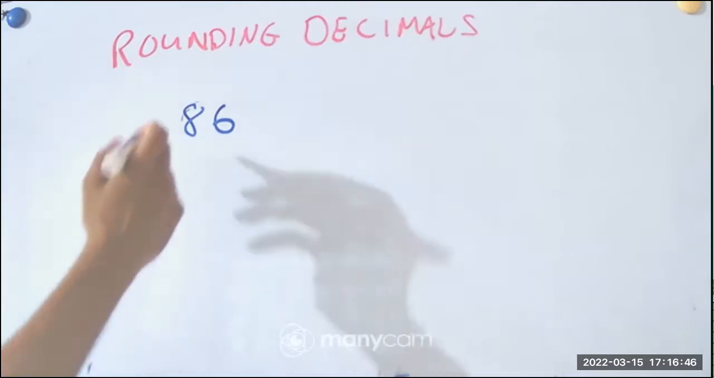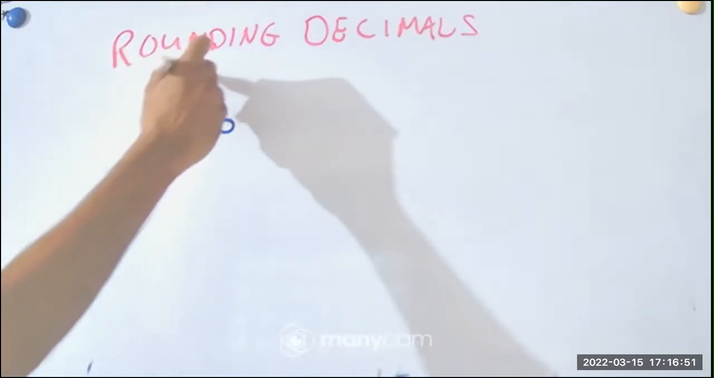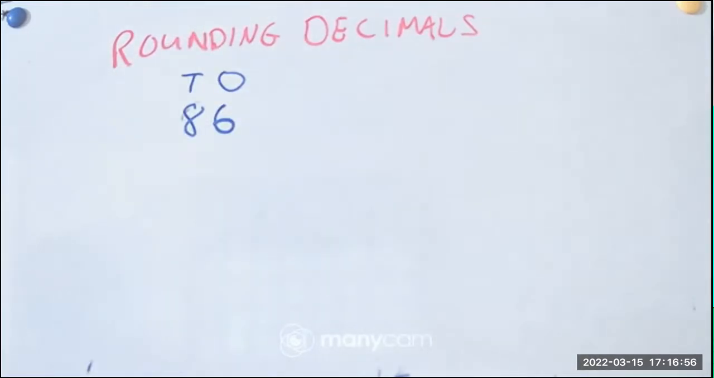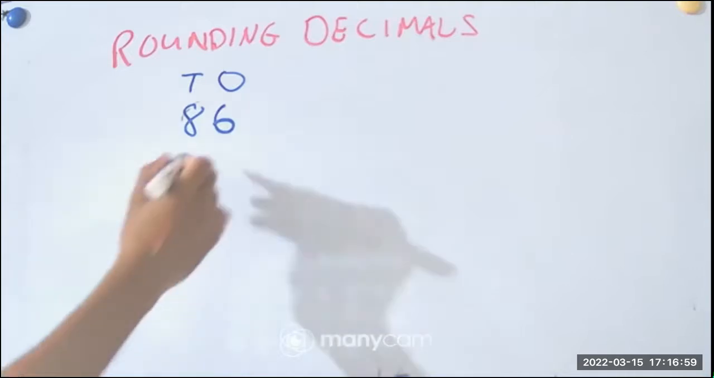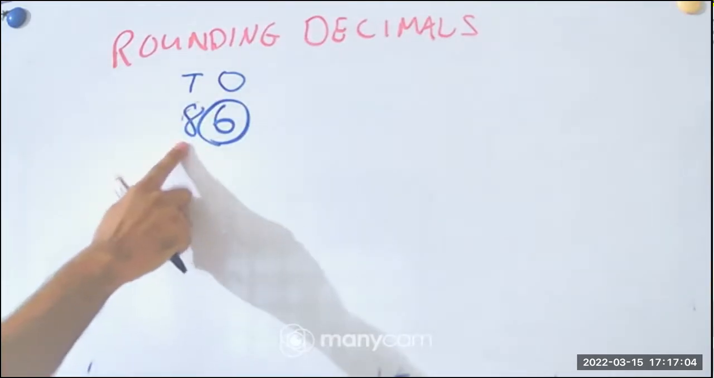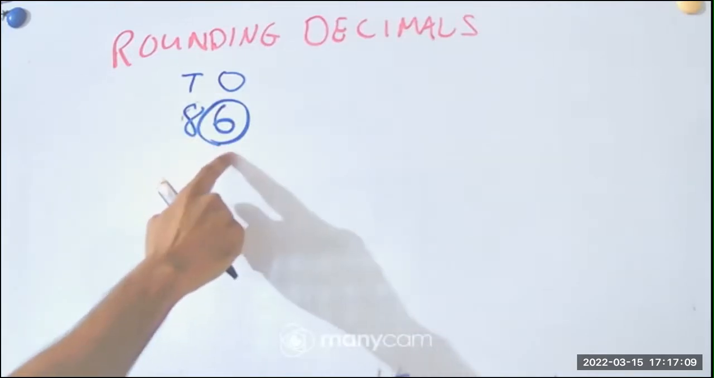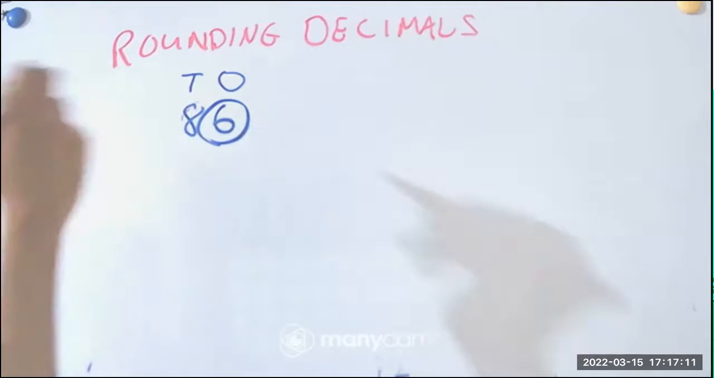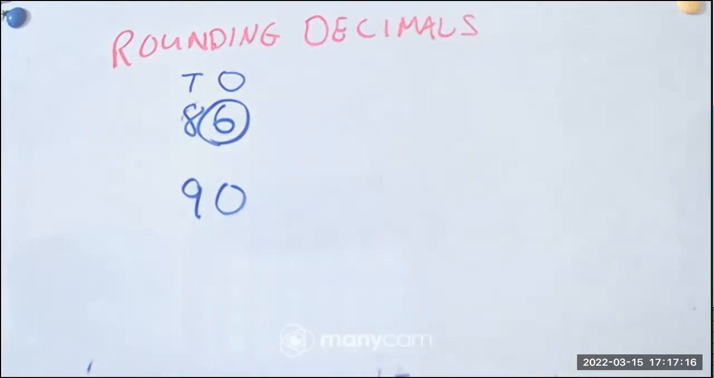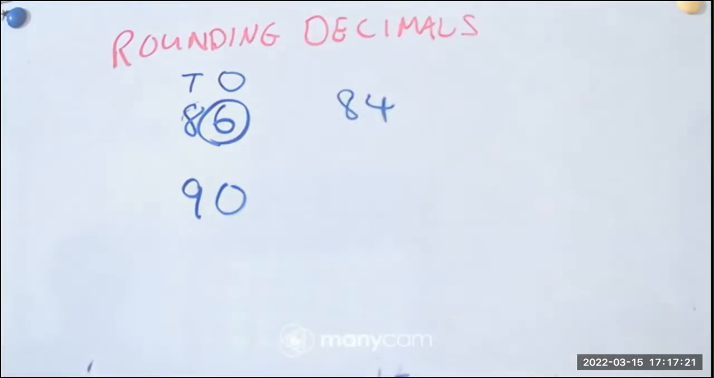Well, let's look at the columns. This is the number 86. Here will be the tens column, and here will be the ones column. We would look at the number in the ones column, the number after the tens, because we are rounding the tens. If it was 5 or bigger, we would add 1 to 8, giving us 9, and then put 0.